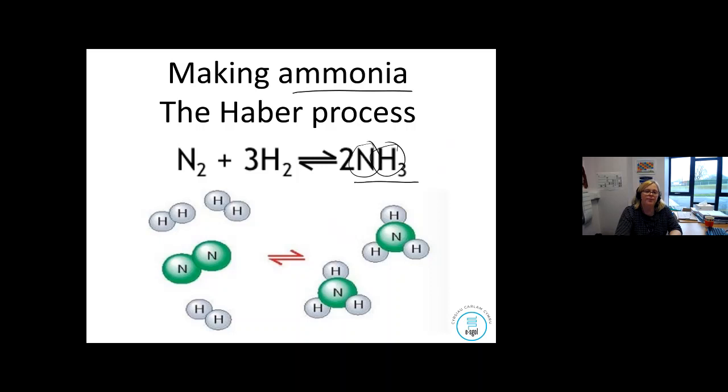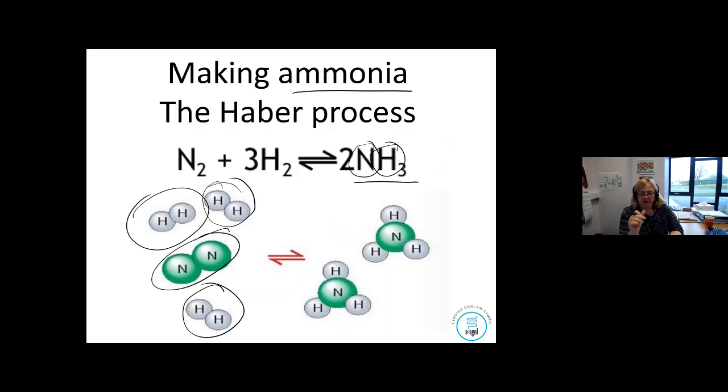Now both of them are diatomic gases. So think back to year 10 and you revisit it in year 11. Diatomic means that they will go around in pairs. So as you can see, we've got hydrogen as a dimer, hydrogen as a dimer there, you've got nitrogen and you've got hydrogen.